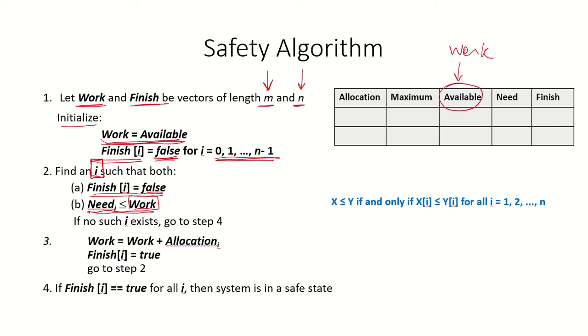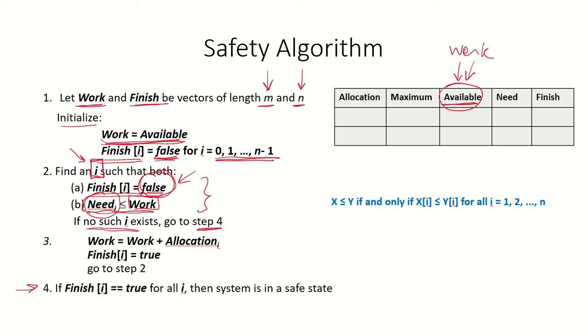What is work representing? Work is representing the available resources. So what is that process which has not yet completed and its need is less than what is available in the system? Because if we can find such a process which is waiting for resources and its requirement is less than the available, then that means resources can be allocated to it. So we have to find that particular value of i which is representing that process. If there is no such i, then we will go to step 4.